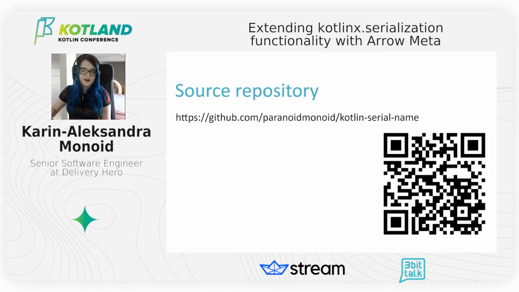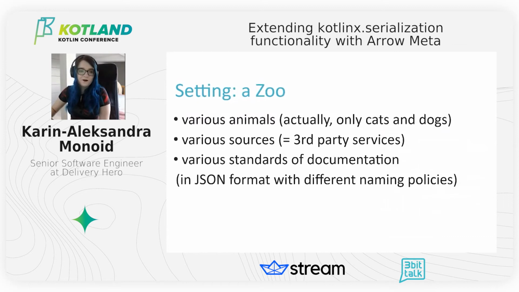So let's get started. Today, we are going to build a zoo. A zoo has various animals, well, actually only dogs and cats in our situation, that are coming from various sources. So imagine third-party services, and the standard of documentation of those animals may vary. Imagine you're collecting JSONs from various services with various naming policies. For example, upper snake case, kebab case, or whatever.